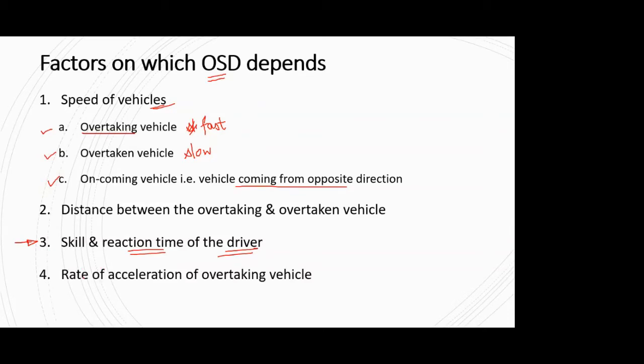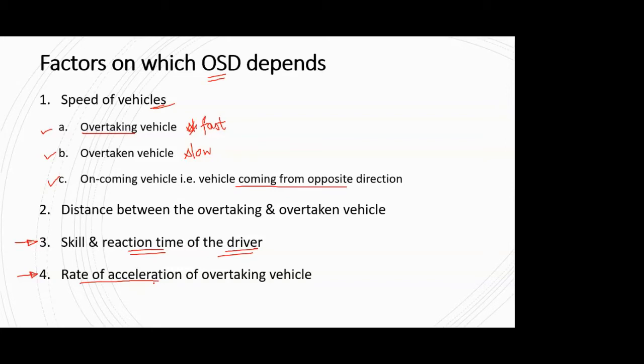The fourth factor, again an important one, is the rate of acceleration, because we all know in overtaking, suppose I am overtaking and I'm driving a four-wheeler, I have to first judge the situation around: what is the speed of the overtaken or slow vehicle, whether any vehicle is coming from behind, whether there is a vehicle coming from the opposite direction. So I have to judge the environment around, and once I take the decision that okay, I have to overtake, then I have to accelerate my vehicle.